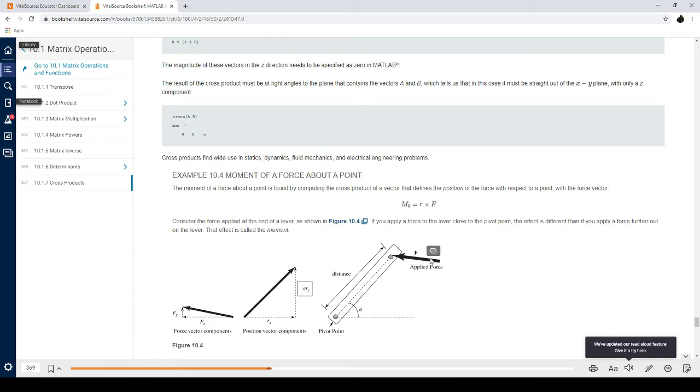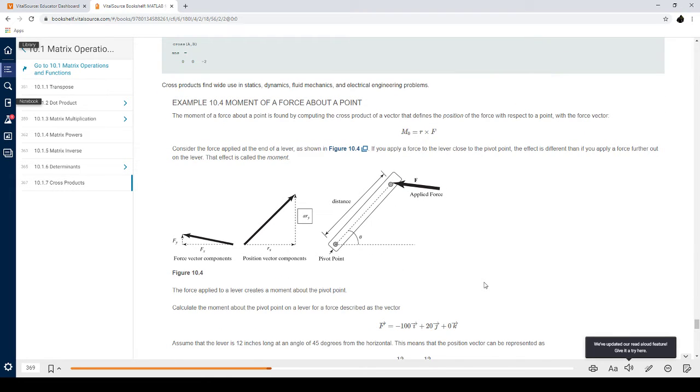Consider the force applied at the end of a lever as shown in figure 10.4. So we have the applied force. Here's the lever. If you apply a force to the lever close to the pivot point, the effect is different than when you apply it further out on the lever. Yes, I think we can all agree on that. That effect is called the moment, right? And then it says, the force applied to the lever creates a moment about the pivot point. Calculate the moment about the pivot point on a lever for a force described as a vector.